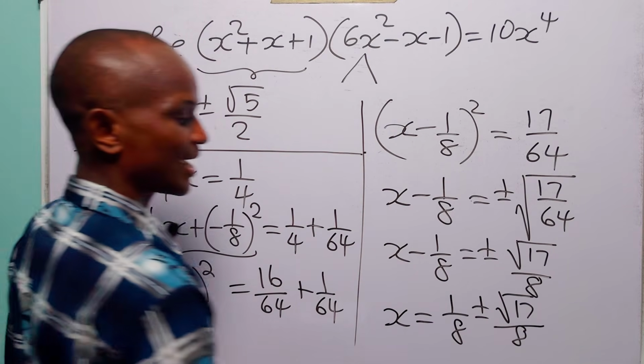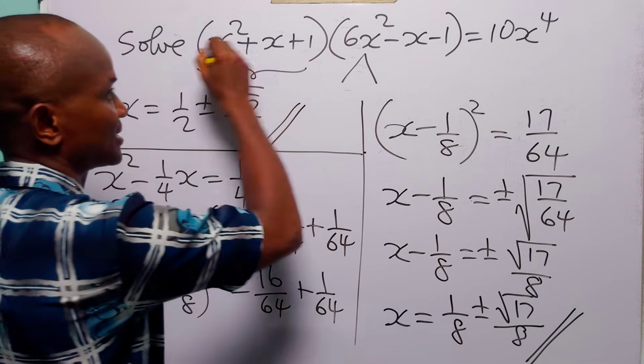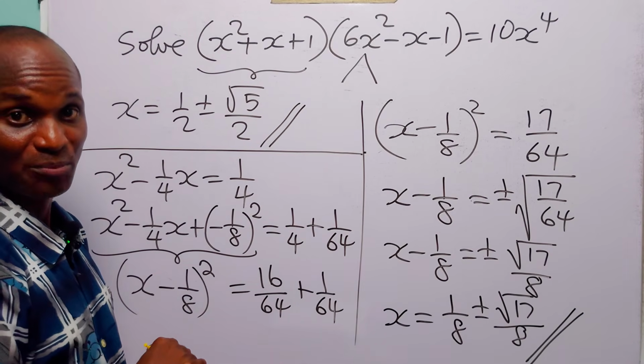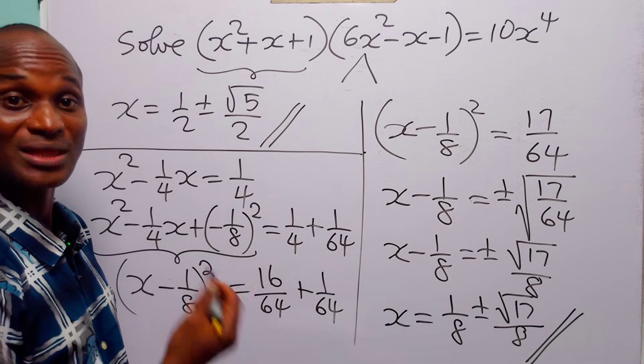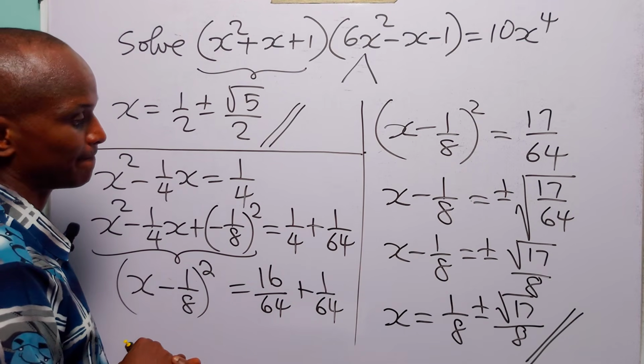So all in all, we have the four values of x that satisfy this algebraic equation. And most importantly, we got all the values without struggling to solve a quartic equation.